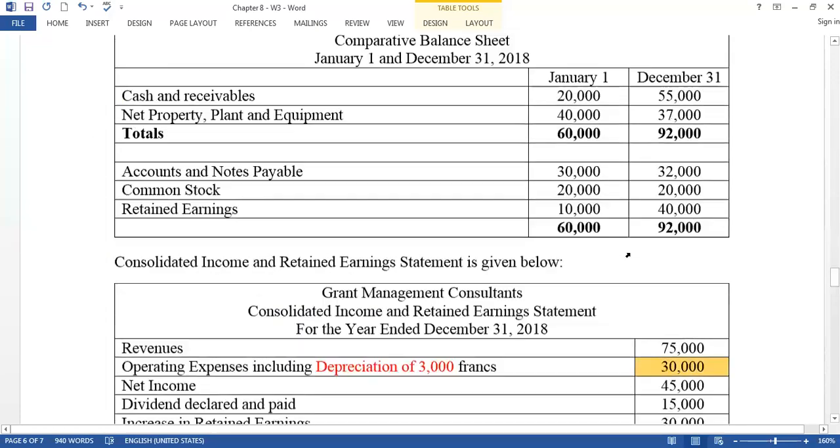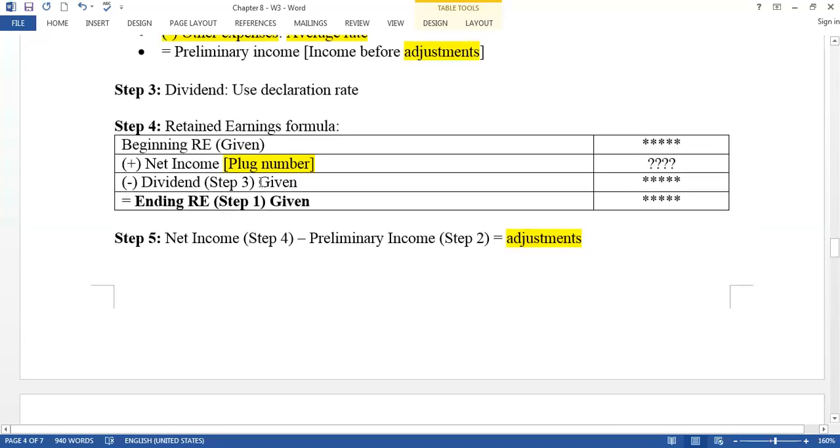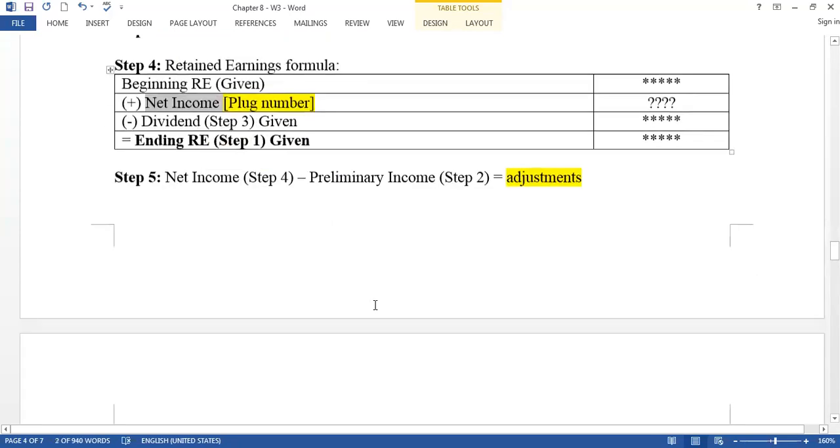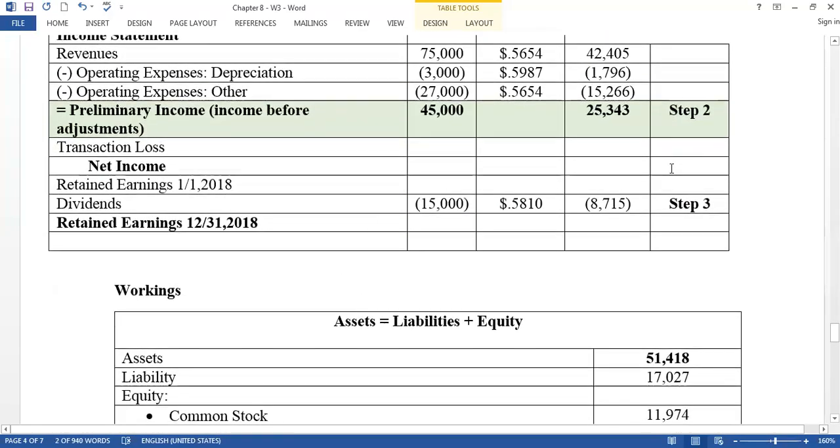Go to step four. Step four, we are going to use this formula to calculate the plug number of net income, right? To calculate the plug number of net income. This is step four. Step four is the net income, right? We have to calculate net income. And how to calculate this plug net income?